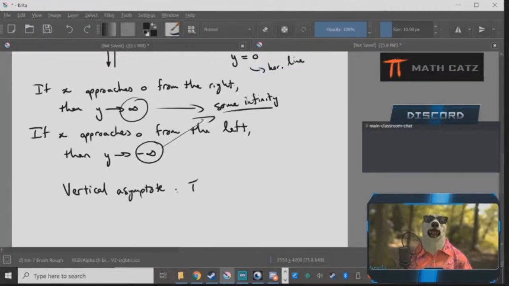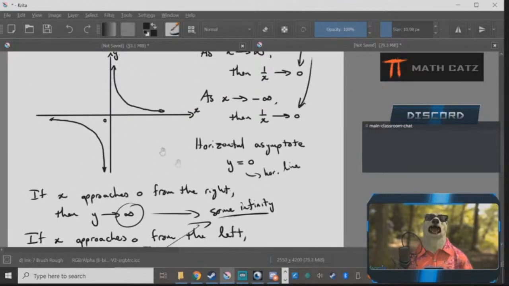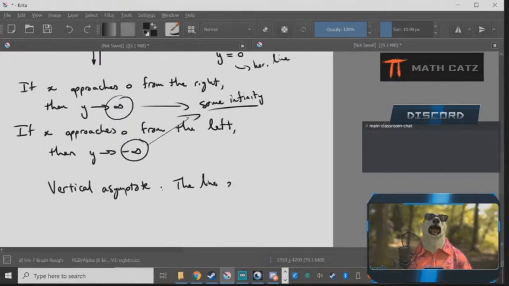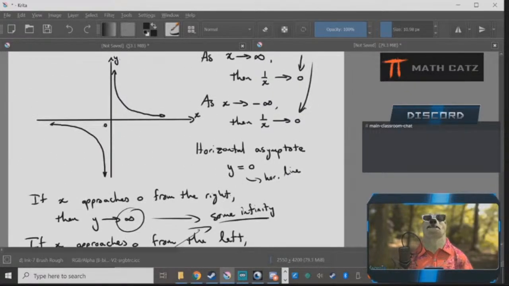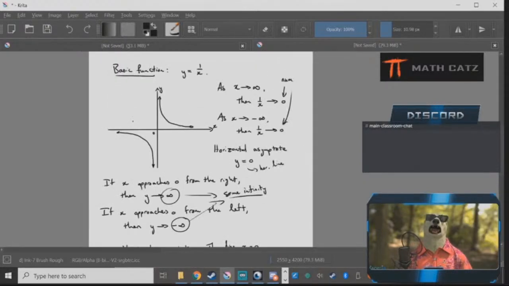It's the vertical line sitting at x equal to 0, and the vertical line has an equation x equal to 0. Now we'll see soon that it doesn't have to sit on the y-axis. Horizontal asymptote doesn't have to sit on the x-axis, but we call those asymptotes regardless.